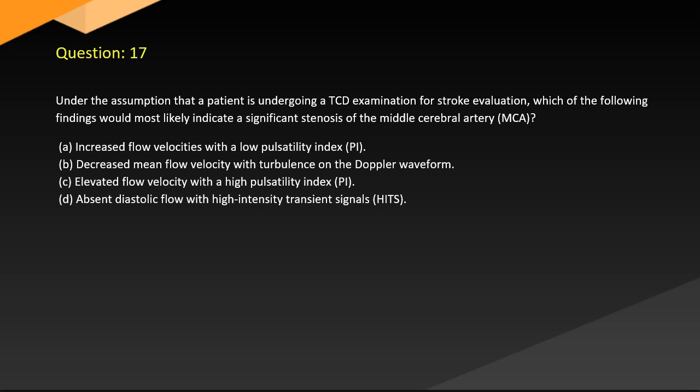Question 17. Under the assumption that a patient is undergoing a TCD examination for stroke evaluation, which of the following findings would most likely indicate a significant stenosis of the middle cerebral artery, or MCA? A. Increased flow velocities with a low pulsatility index, PI. B. Decreased mean flow velocity with turbulence on the Doppler waveform. C. Elevated flow velocity with a high pulsatility index, PI. D. Absent diastolic flow with high intensity transient signals, HITS.